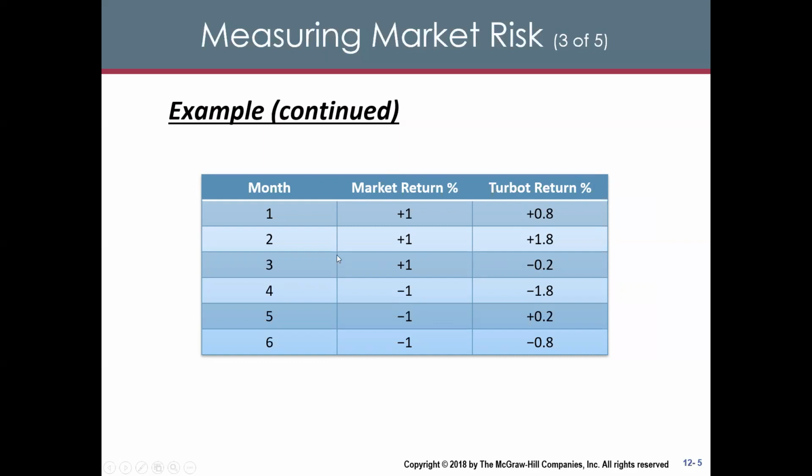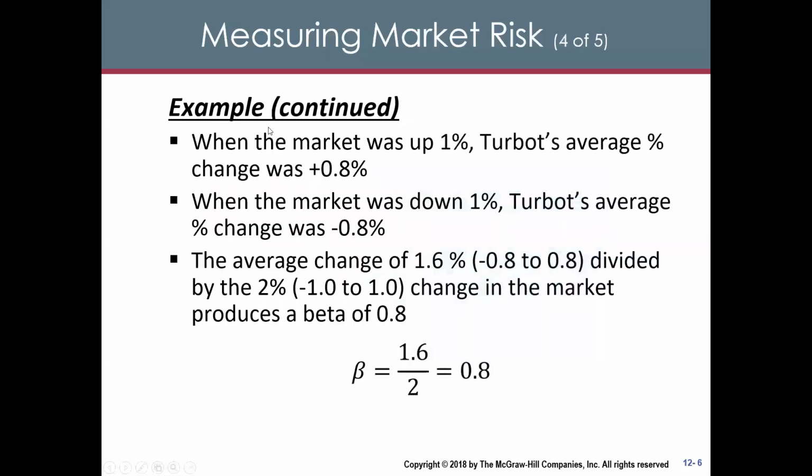So in the first 3 months, the market return is positive 1%, and the average return for the single stock is positive 0.8 plus 1.8 minus 0.2, divided by 3 to get the average. So the average return for Turbot is positive 0.8%. So we can say when the market was up by 1%, Turbot's average change was positive 0.8%.